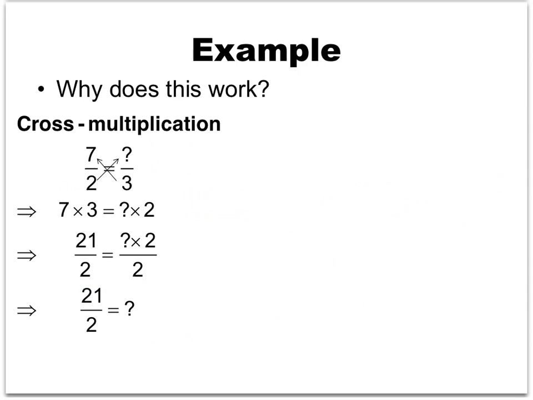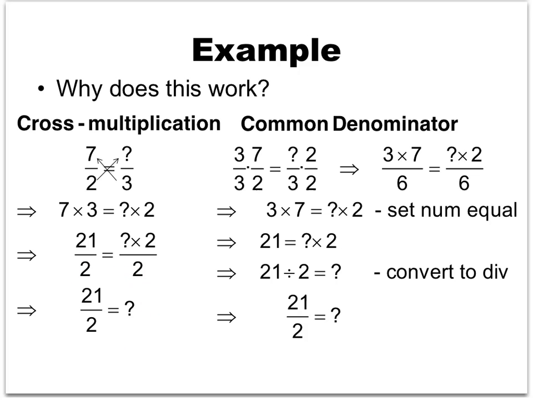So we did cross multiplication. Right, we started off with this proportion. We cross multiplied, and this is what we came up with. And then we divided both sides by 2. And then on the right, the 2's canceled, and we're left with just question mark, and so there was our answer.